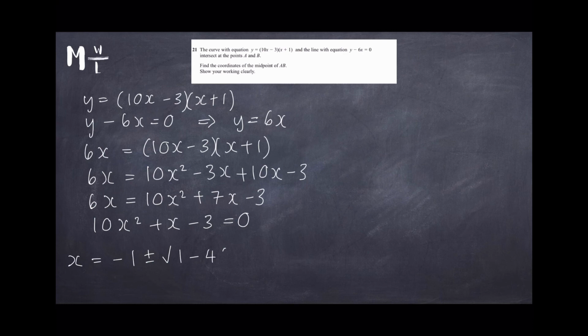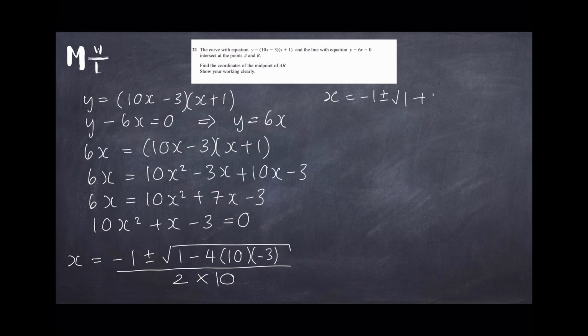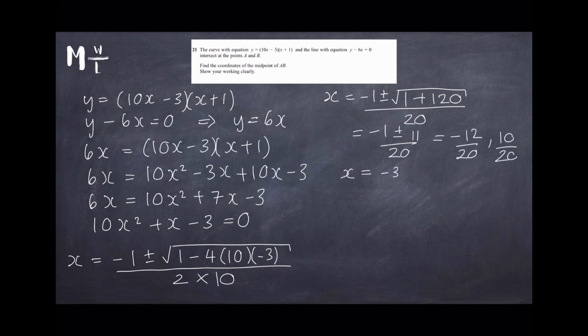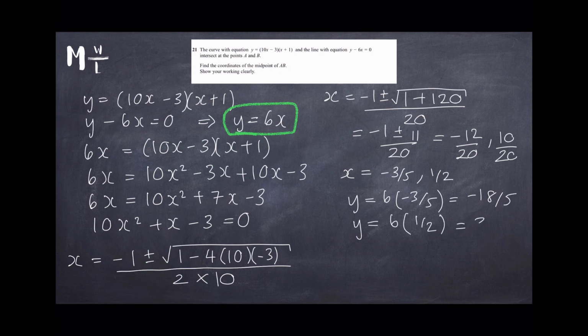So we're going to have to call on the quadratic formula again. We'll get x is equal to minus 1 plus or minus the square root of 1 minus 4 times 10 times -3, all over 20. Here we get x is equal to -3 over 5 or x is equal to a half. So we'll take these values and sub them into the equation y equals 6x to get the two values of y. Here we get y is equal to -18 over 5 or y is equal to 3, and therefore we've got our two coordinates of the points A and B.